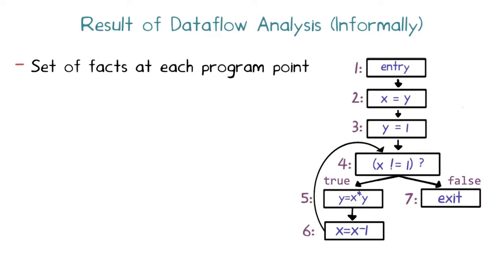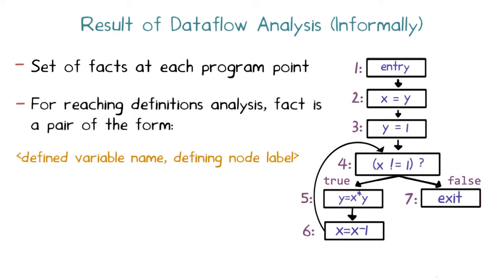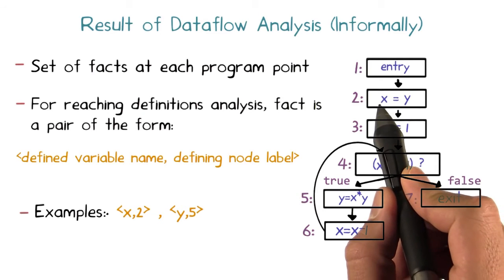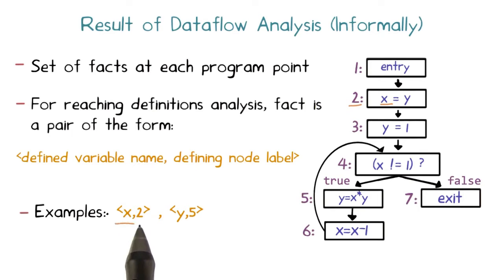Informally speaking, the result of a data flow analysis is simply a set of facts at each program point. For example, reaching definitions analysis computes the set of definitions that may reach each program point. We will denote each such definition as a pair comprising the name of the defined variable along with the label of the node that defines it. For example, the definition of variable x at the node labeled 2 is denoted as follows, and the definition of variable y at the node labeled 5 is denoted as follows. Now let's make the notions of a program point and data flow analysis result more precise.